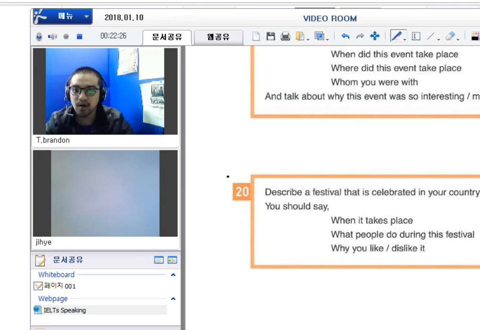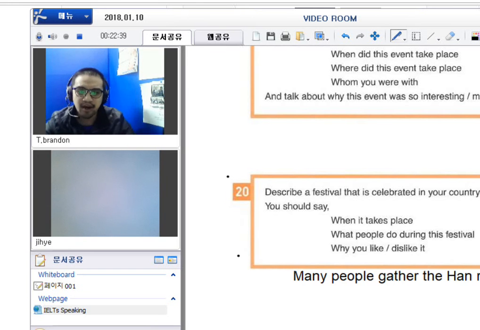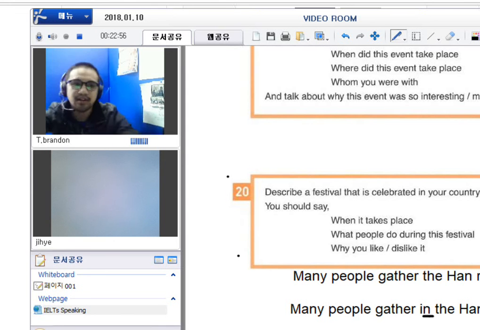So, one more thing, I think some grammar errors, like you mentioned, many people gather the Han River Park. It should be many people gather in the Han River Park. So sometimes you're missing some prepositions. It sounds in the first sentence like you're gathering the river. But now many people gather and so they try to form a group in the Han River Park. All right, prepositions are missing. Minor errors about grammar.